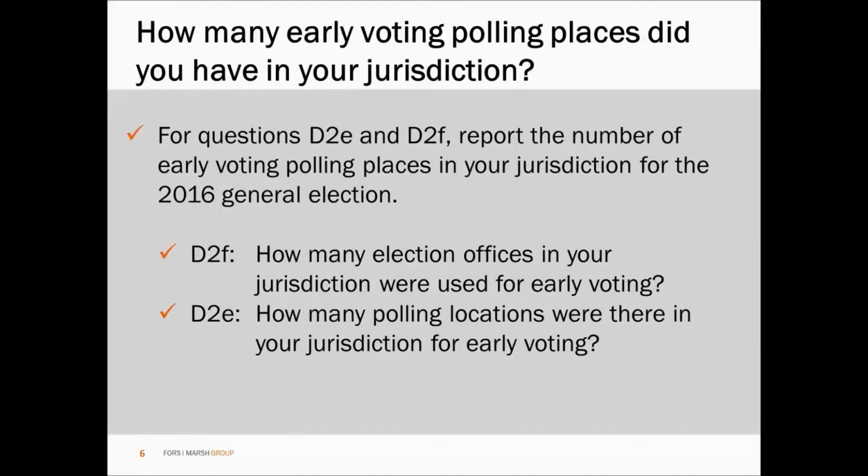And now we turn to early voting. And here in questions D2e and D2f, you'll be reporting the number of early voting polling places in your jurisdiction, with D2f covering the number of election offices that were used for early voting. So this would be if your central election office was used, for instance, for early voting. And D2e is the number of polling locations you had for early voting.